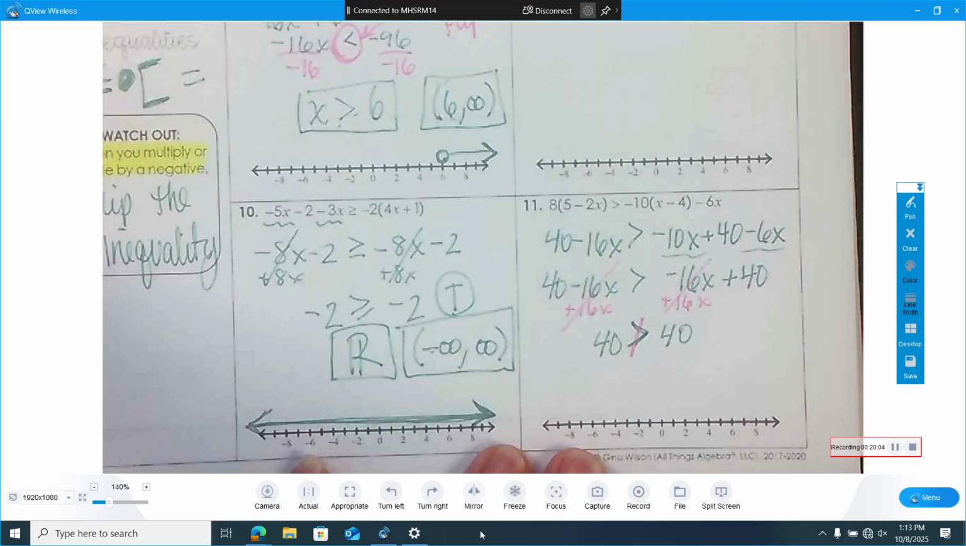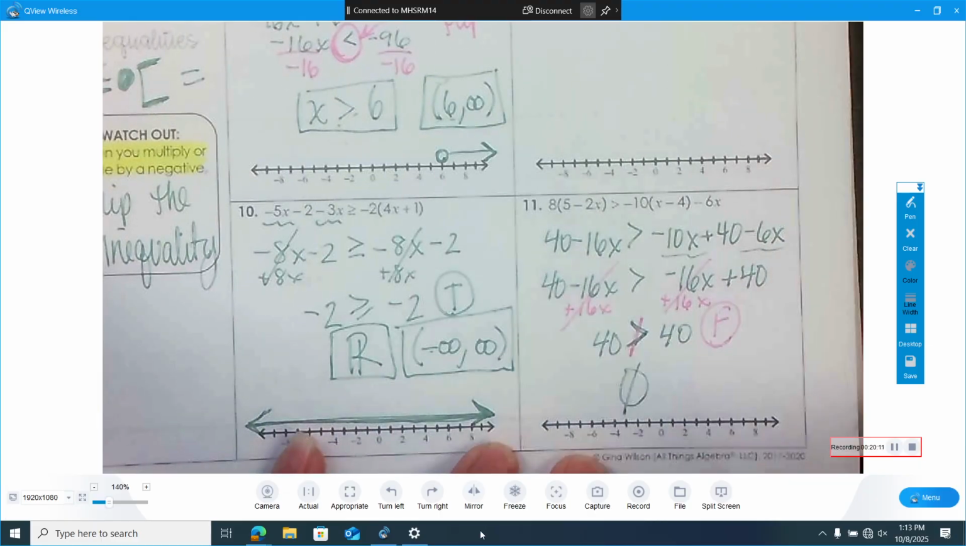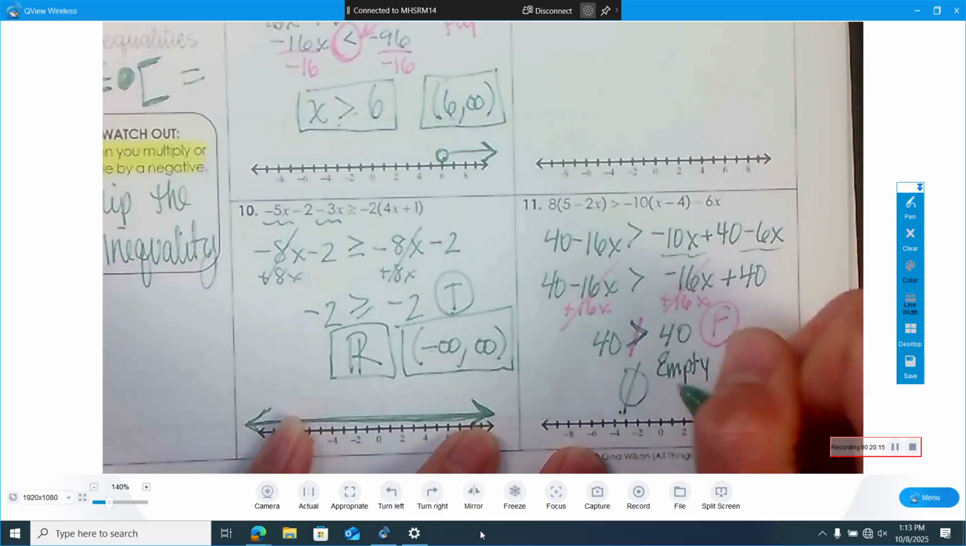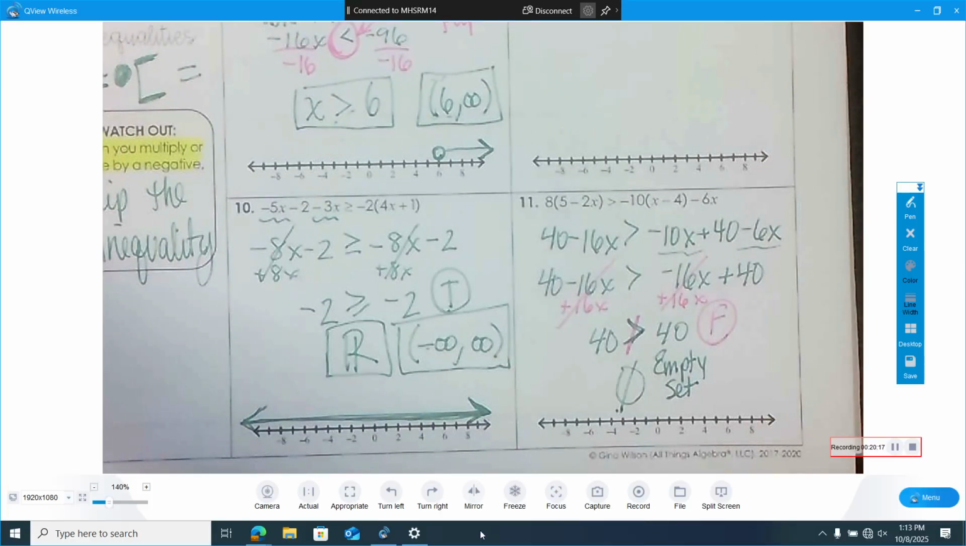It is always, always false. So is there any number where this could possibly work? No. This is empty set. This is set notation for empty set. And it means there are no solutions in the empty set. There's no solutions. It's empty, okay?